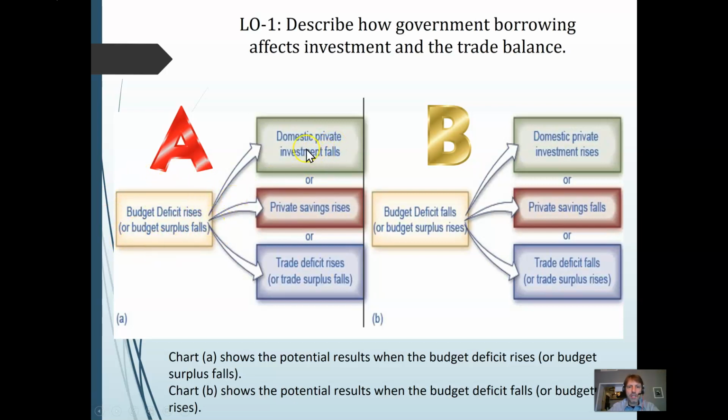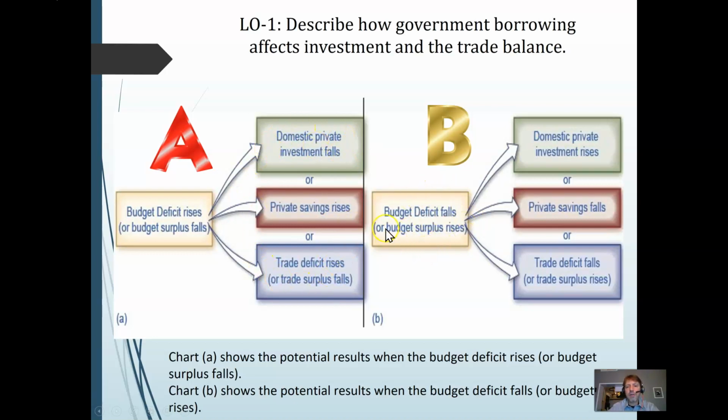And what that does is it decreases domestic private investment. It can decrease private savings. I mean, it can raise private savings, or it can lead to an increased trade deficit. So it can have one or more of these three effects.